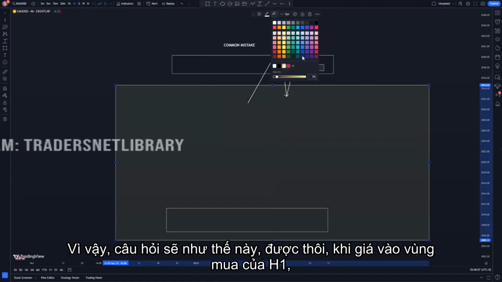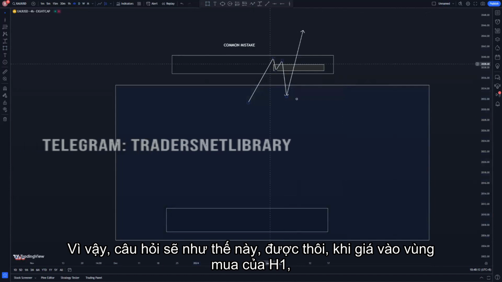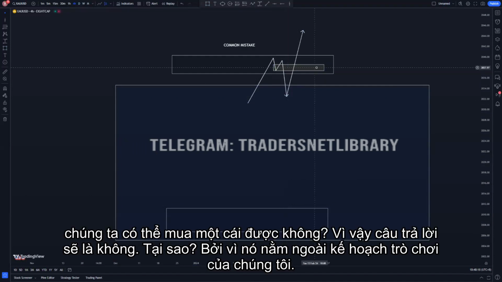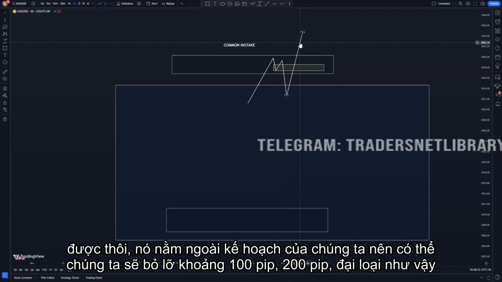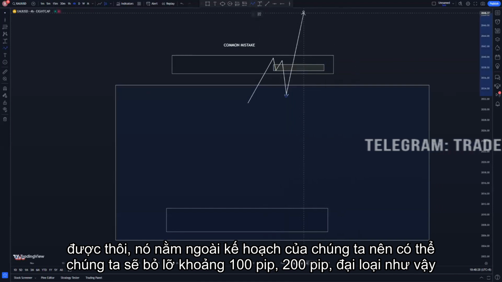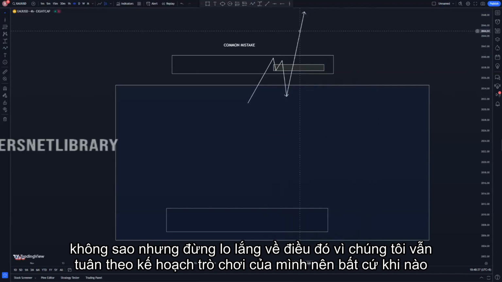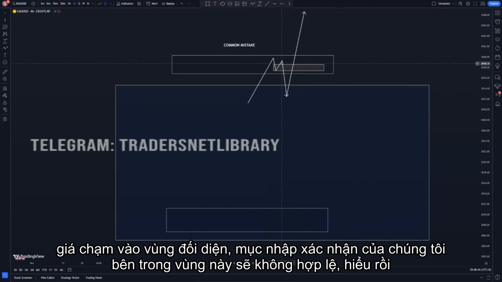So the question is, when the price gets into the buy zone of H1, can we take a buy? The answer is no. Why? Because it's out of our game plan. Maybe we're going to miss like 100 pips, 200 pips, but don't worry about that, because we're still following our game plan. Whenever the price touches the opposite zone, our confirmation entry inside of this zone is going to be invalid.